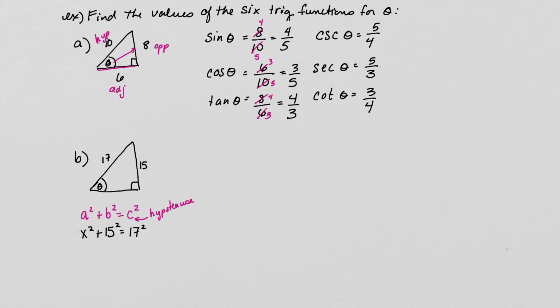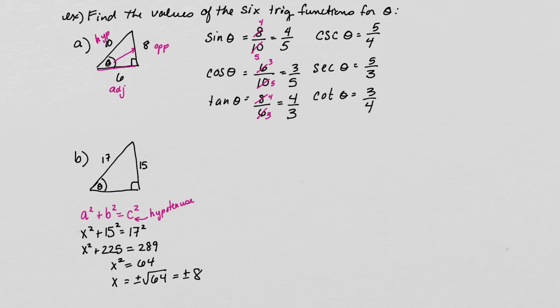No? Okay. So now I'm just going to work this out to figure out what x is. So we're going to have x squared plus 225 equals 289. I'm going to subtract 225 from both sides. So x squared is going to be equal to 64. And then x is going to be equal to plus or minus the square root of 64. So plus or minus 8.